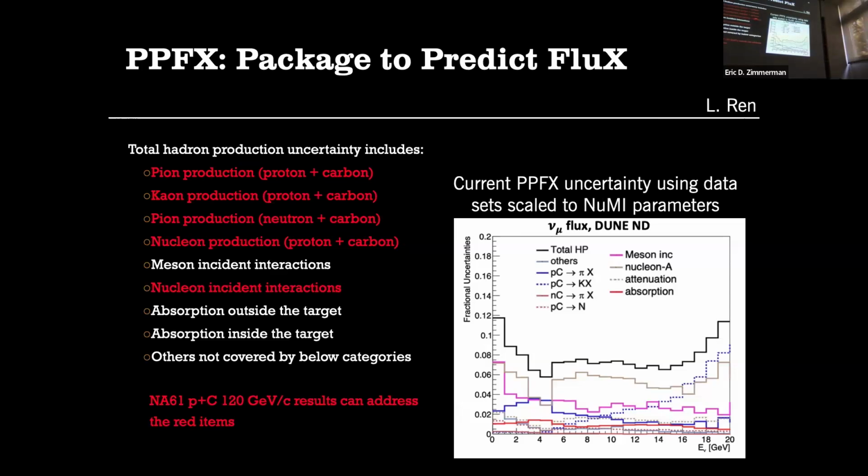These are the processes that are included in PPFX. Everything that's in red is what's going to be improved by the NA61 proton carbon results. Adding NA61 results is almost completed here. So there'll be a new PPFX release quite soon with improved results from NA61.